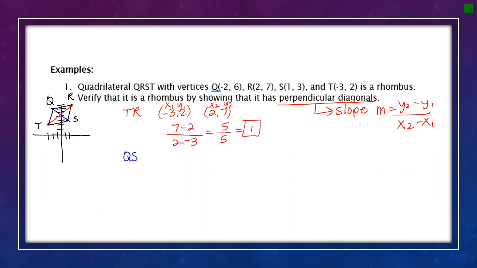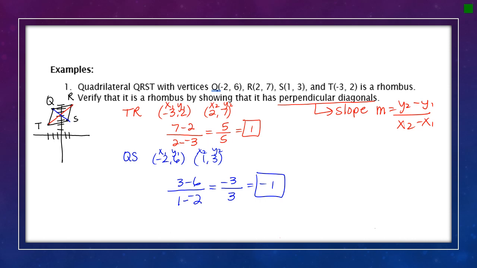Now I'm going to move on to QS. So Q is the point negative 2, 6. S is the point 1, 3. I'm going to label x1, y1, x2, y2. And my slope would be 3 minus 6 over 1 minus negative 2. 3 minus 6 is negative 3. 1 minus negative 2 is positive 3. So I end up with negative 1. These two slopes are, in fact, opposite reciprocals, which means they are perpendicular slopes. And that is exactly what I was trying to show.